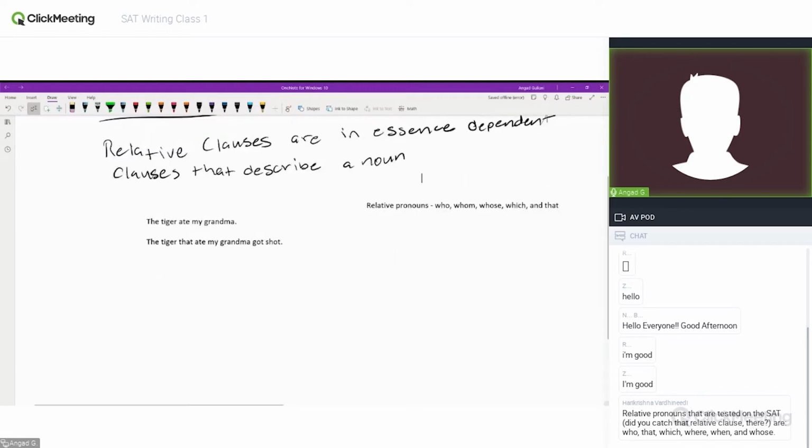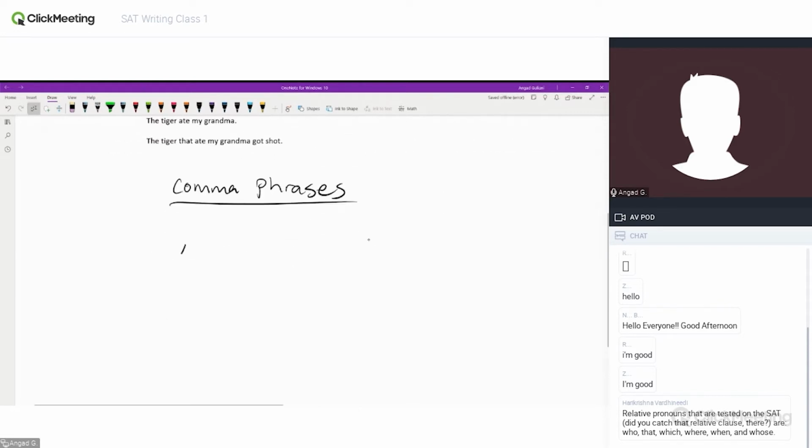Okay, so this is part of relative clauses in essence. There's also comma phrases, right? Comma phrases are in essence a phrase that contains quote unquote unnecessary information that is set off by commas. So if we had a sentence like, let's say, the deer ate the berries, which were nice and juicy, and he died. Let's just say that.